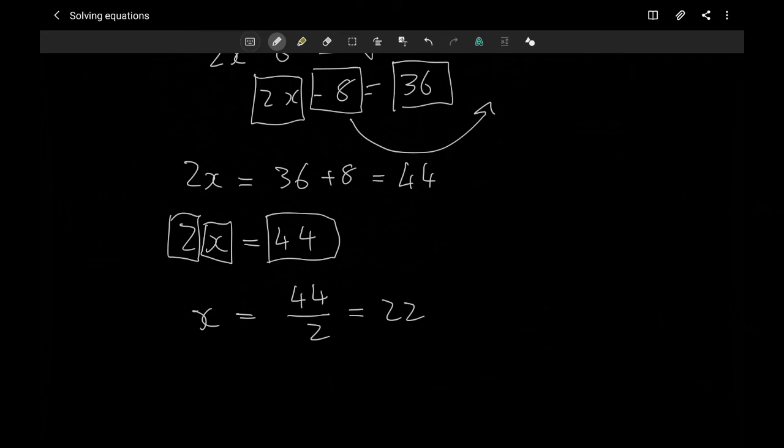So guys, as you can see, using the box method is a very, very useful way of helping you to solve equations. As with anything, the more you practice, the better you'll get.